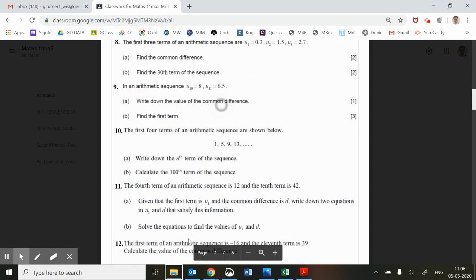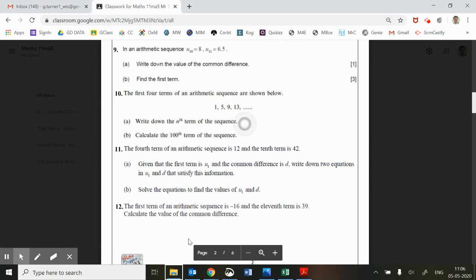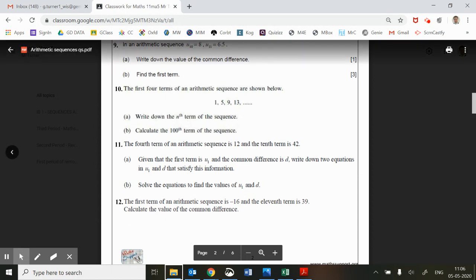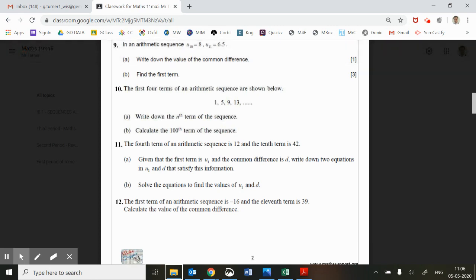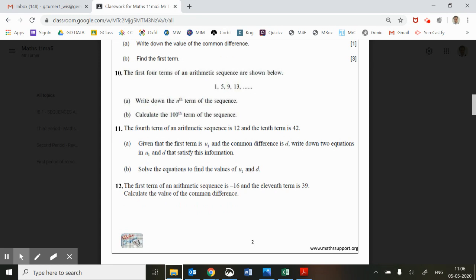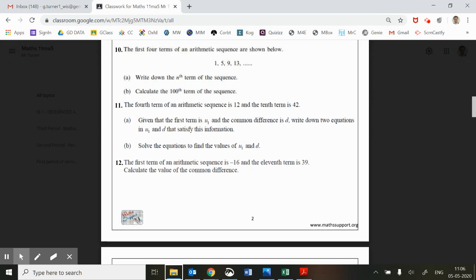Question 9 is two simultaneous equations. Question 10, first four terms, write down the nth term of the sequence. Well, you can do that via your old method or using the formula, but simplify it, of course, by multiplying out the brackets and simplifying. That should be easy. Fourth term of my arithmetic sequence is 12, and then the 10th term is 42. So that's simultaneous equations to work out U and D. Solve the equations, that's fine. Question 12, the first term of the arithmetic sequence is minus 16. The 11th term is 39. Calculate the value of the common difference. Again, that's simultaneous equations.